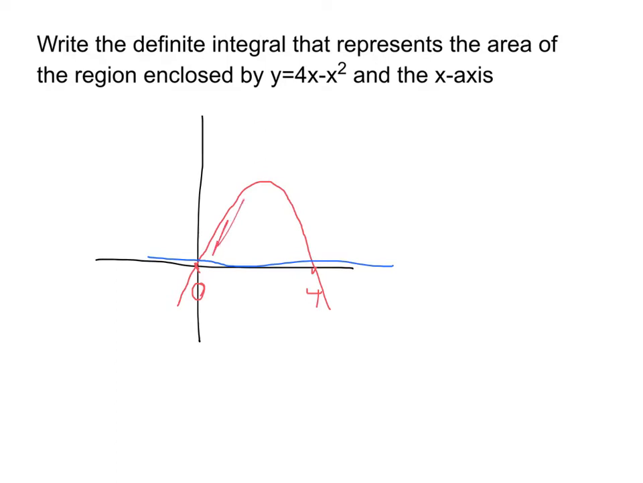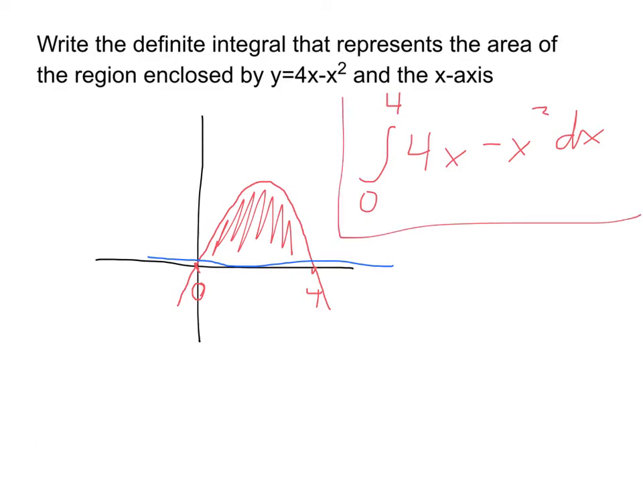So we're looking for the area of this region, and that's simply going to be the integral from 0 to 4 of 4x minus x squared with respect to x. For those of you that like doing top minus bottom, that is exactly what this equation is. It's the curve 4x minus x squared minus the bottom curve, which is y equals 0.